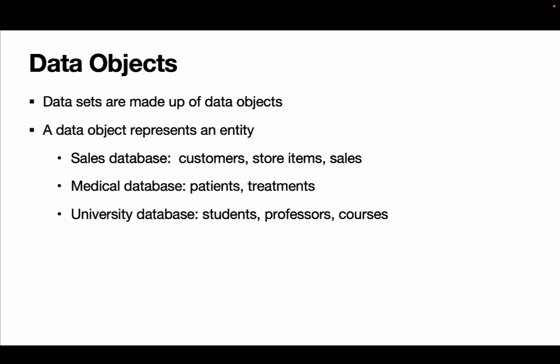Understanding a data object's representation and structure is important for data analysis. So let's break down the concept. A data object represents an entity that consists of several attributes or features. We are interested in analyzing these properties or characteristics. Here are a few examples. Customers, store items, sales are all entities in a sales database. Similarly, patients and treatments are entities in a medical database.